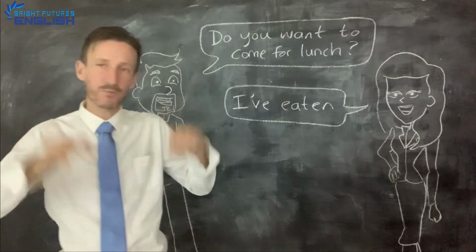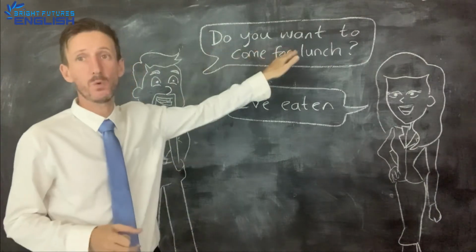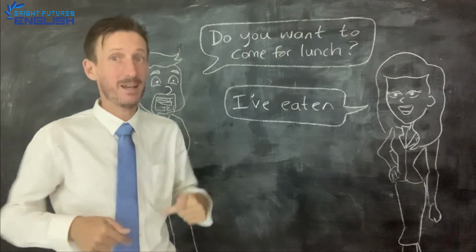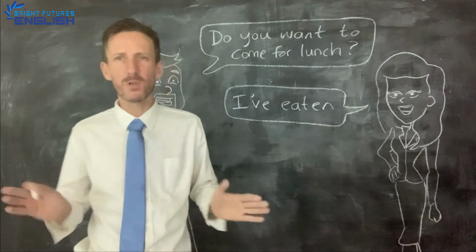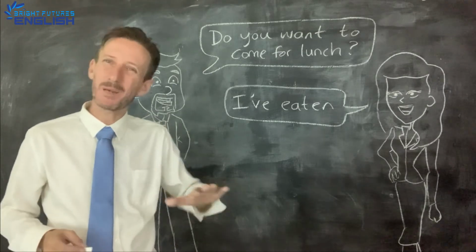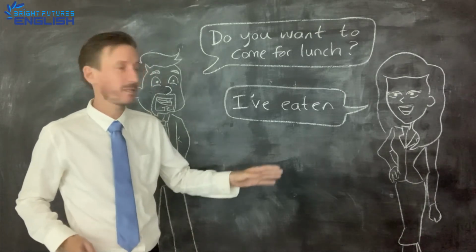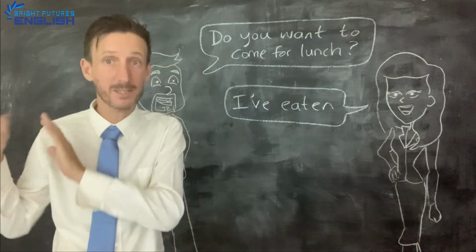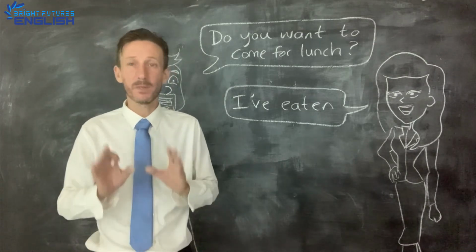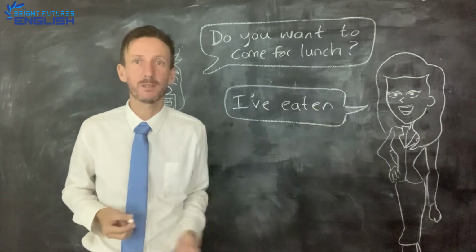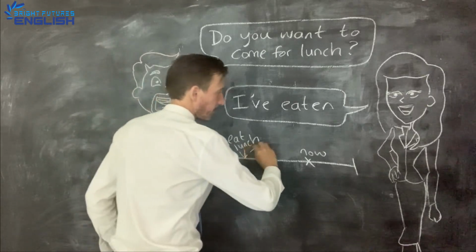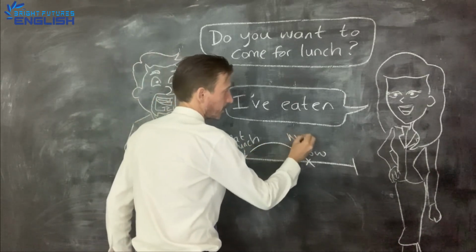Mike is asking a present question, present simple, do you want? He's asking about now. Do you want to come and have lunch with me now? Jenny could answer, no, I don't want to come and have lunch with you now. But that would be a bit rude, just saying no. So what Jenny does is she uses the present perfect to talk about this past action, eat lunch. We don't know when, we don't know where, we don't know what. But the important thing is there's a link to the present. The link to the present is not hungry.